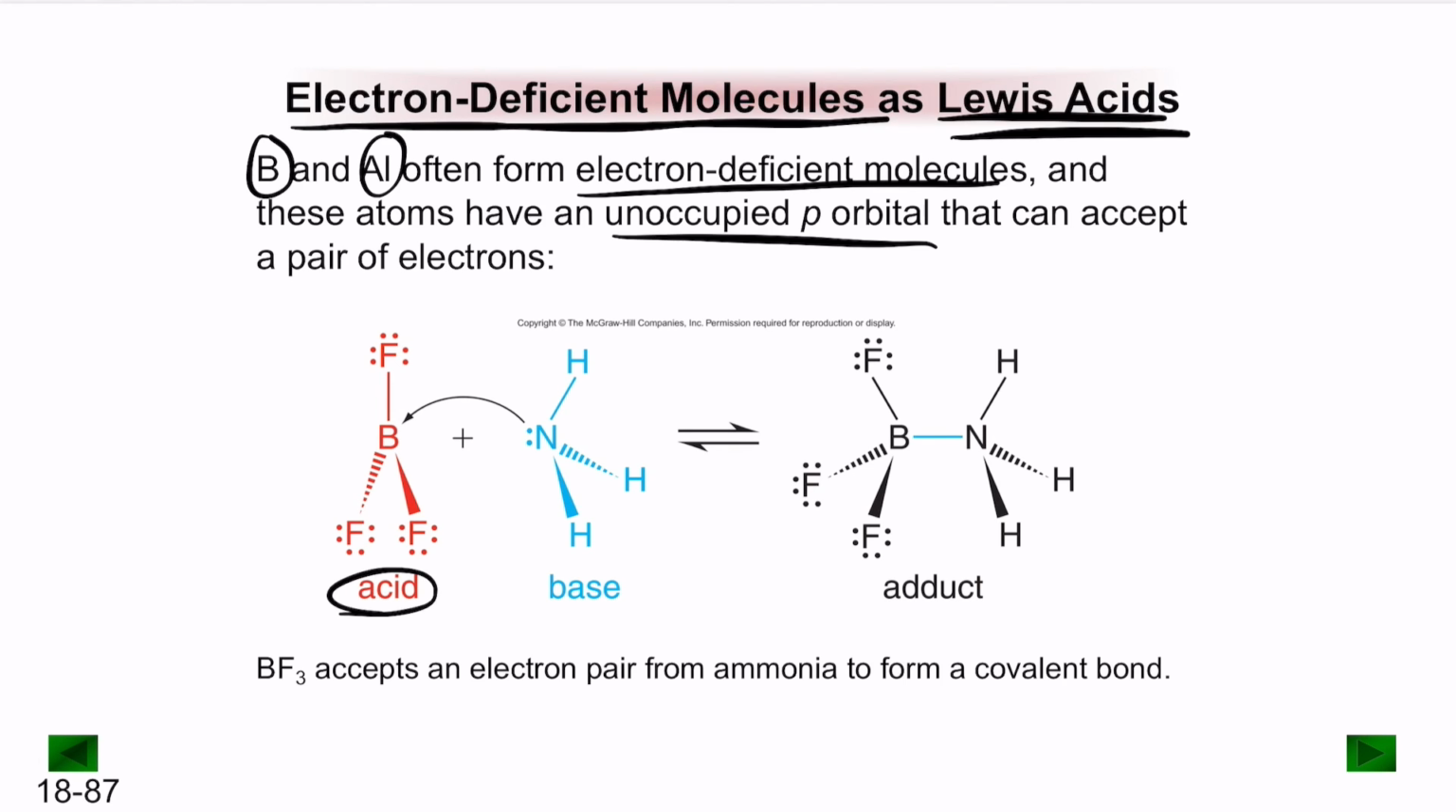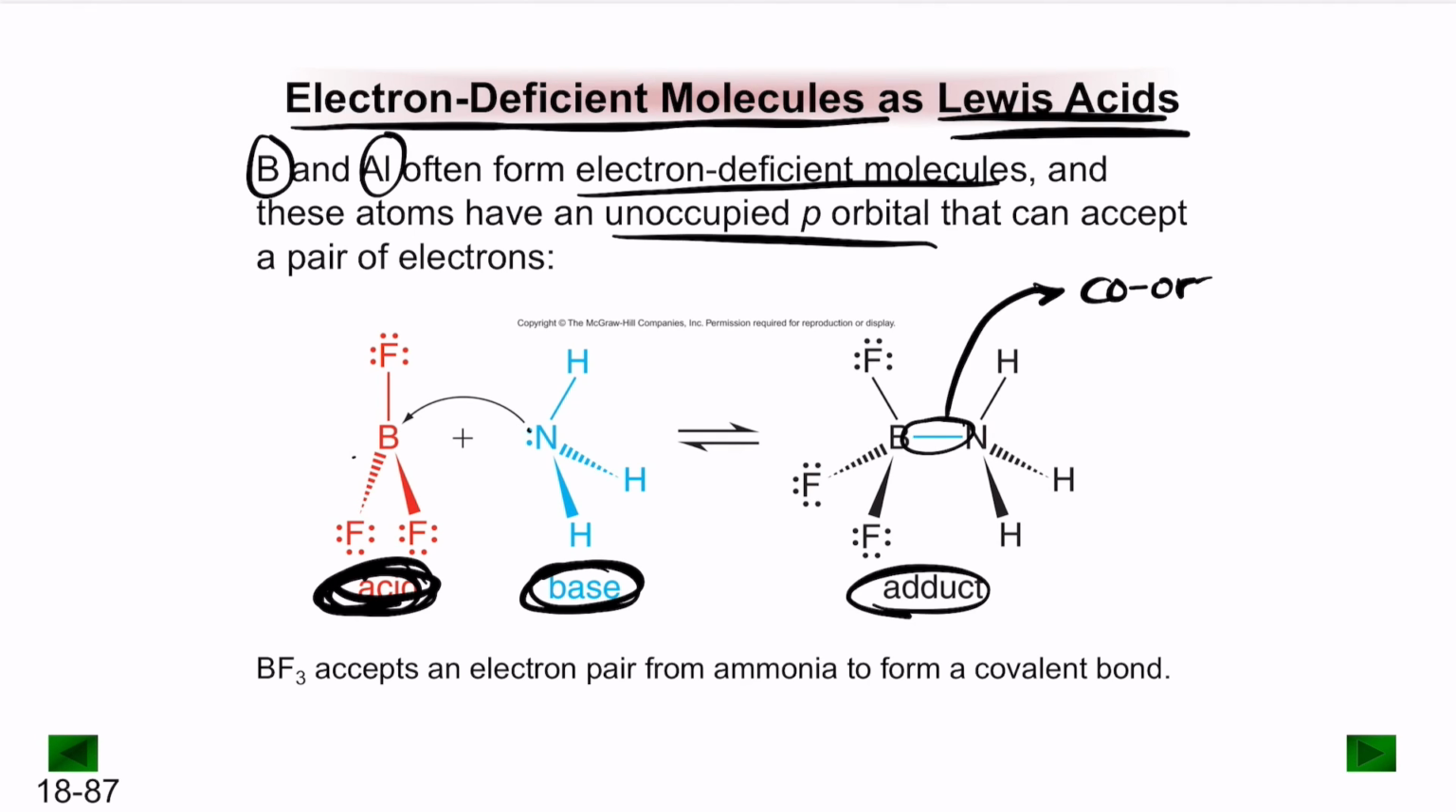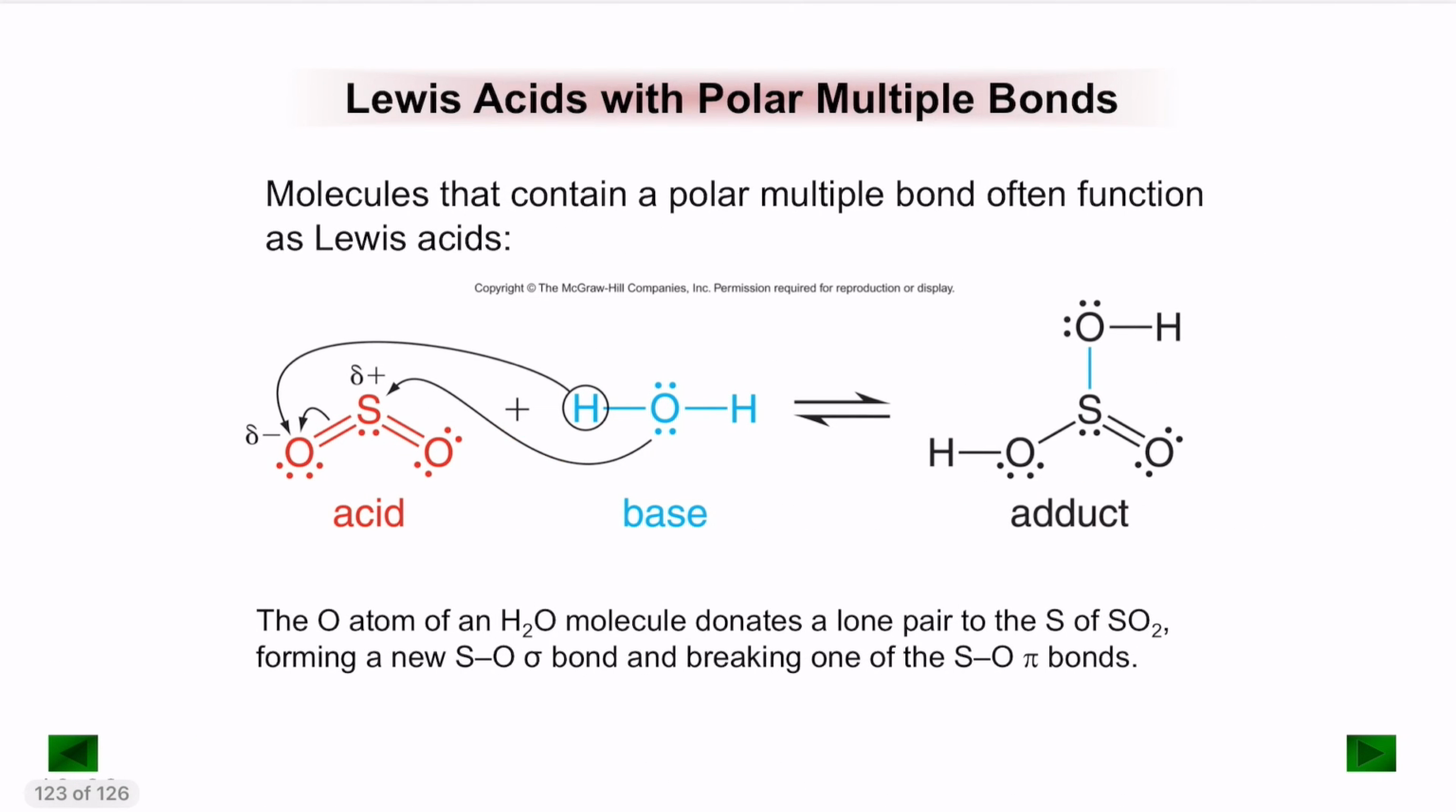So BF3, when it reacts with NH3, creates an adduct, BF3NH3. This reaction can be considered an acid-base reaction because the acid here has a vacant p orbital which can accept the lone pair of electrons from nitrogen to create a bond. So this type of bonding is called a coordinate covalent bond.